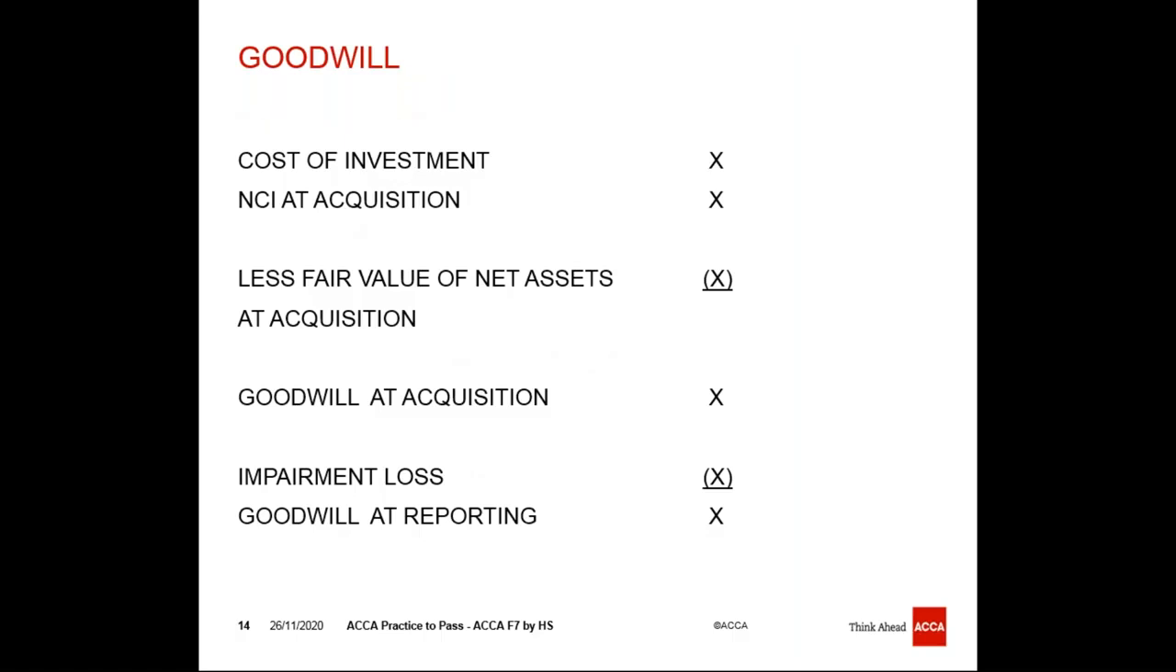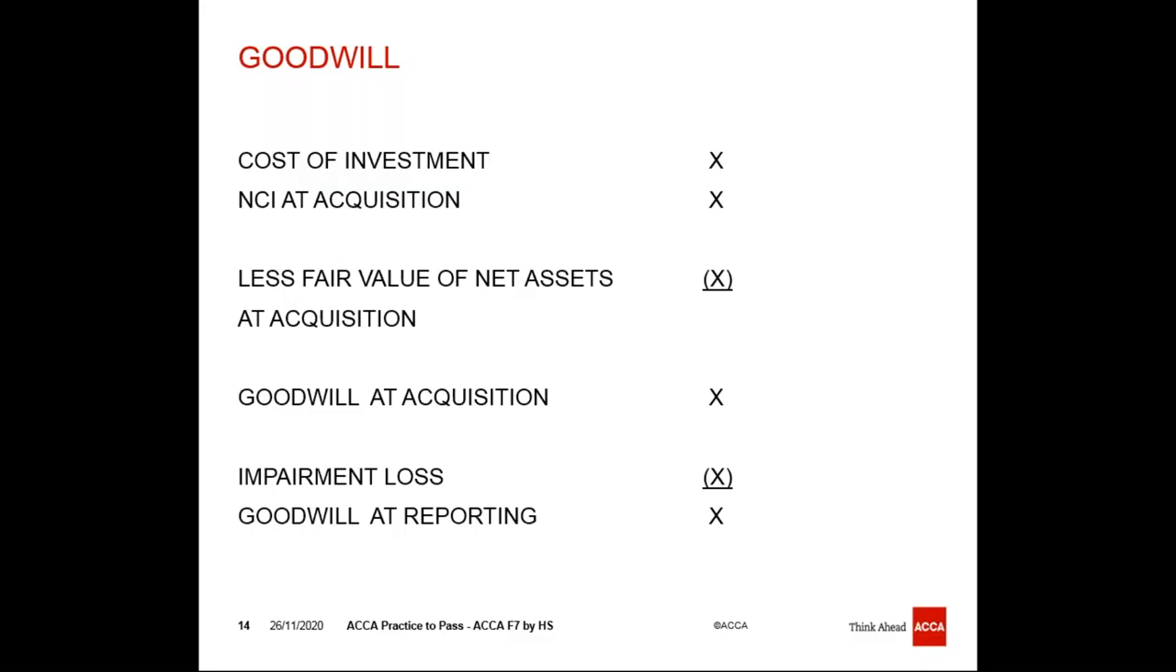Now here is a formula for the goodwill. Cost of investment means the amount of the investment which the parent company has put into the subsidiary company. That is cost of investment. Then we add NCI at acquisition, less fair value of net assets, and we get the value of goodwill at acquisition.